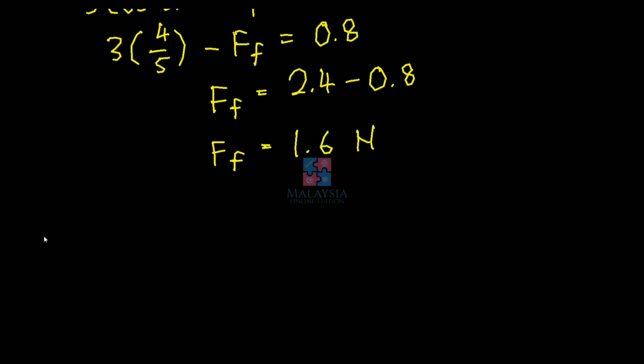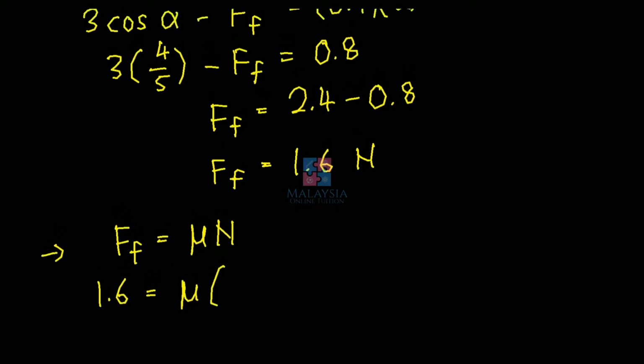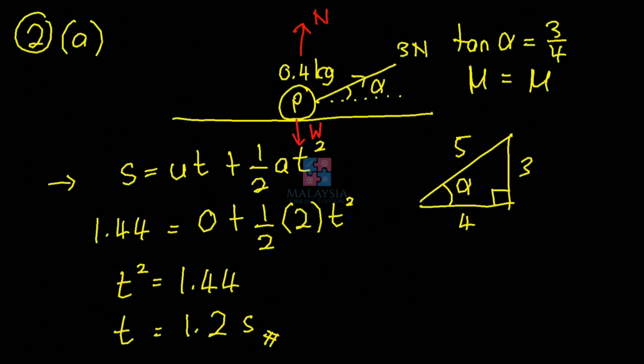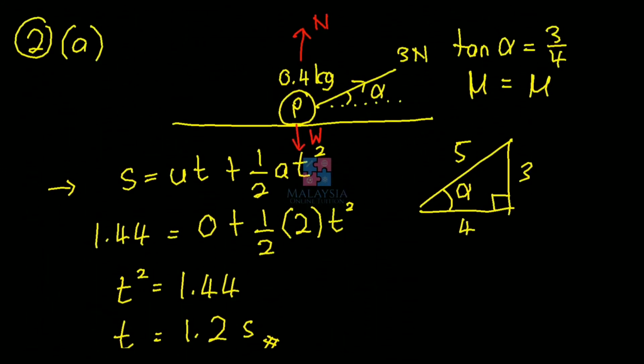Alright, so next, after we have found the frictional force, we know that the formula for frictional force will be equal to mu of n. This is the normal force that I mentioned just now. So equating your frictional force to 1.6 Newton, we can find our value of mu if we know what the normal force is. Now to find the normal force, you can see from this diagram that our normal force is in this direction, and this is the weight.